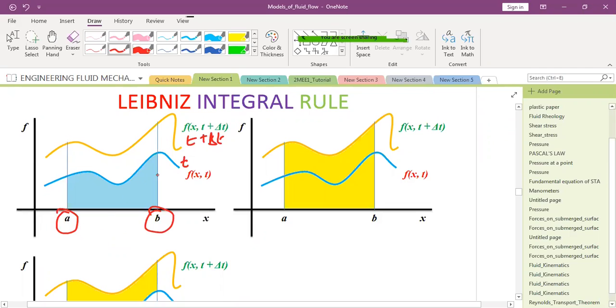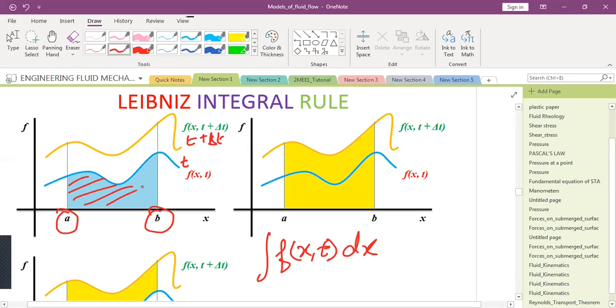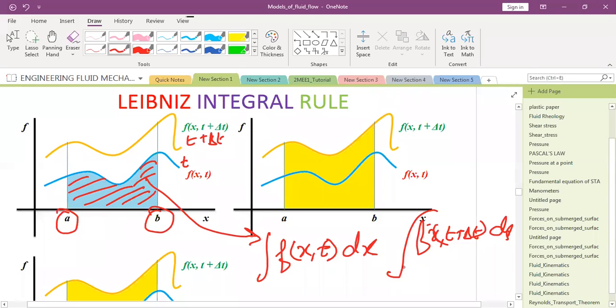Any doubts? So if I ask you what is the integral of f(x,t) dx, what will this be equal to? Sir, the area between a and b, so this blue area. Is this clear? And what will be the integral of f(x, t plus delta t)? Sir, the whole area including this other portion. Are you clear? Any doubts?